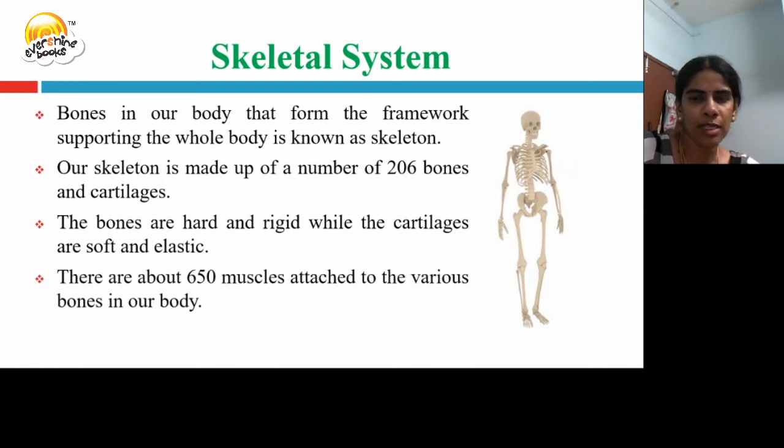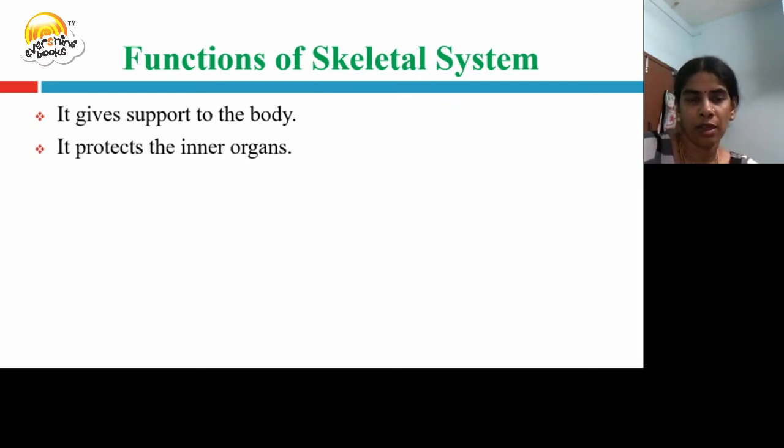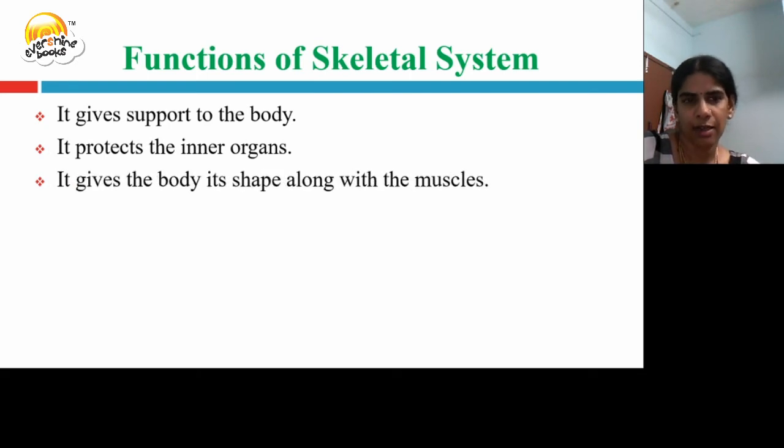There are about 650 muscles attached to the various bones in our body. Let us now learn the main functions of the skeletal system. The main function of the skeletal system is to give support to the body so that it can protect the inner organs. It gives the body its shape along with the muscles.